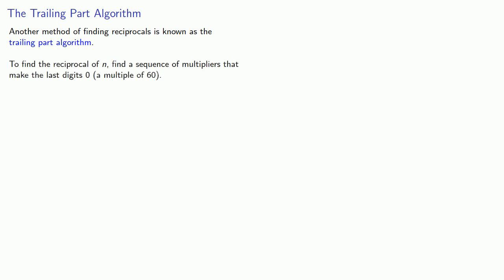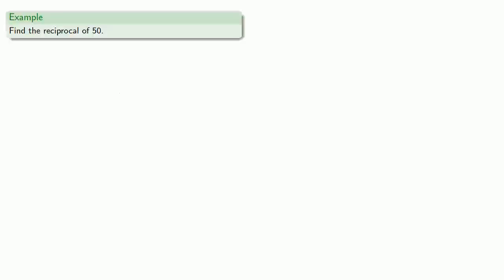Another method of finding reciprocals is known as the trailing part algorithm. And it works as follows. To find the reciprocal of a number n, find a sequence of multipliers that make the last digits 0, a multiple of 60. If the product of all of these factors is 1, or 1, 0, 0, and so on, the reciprocal is the product of the multipliers. So, for example, let's try to find the reciprocal of 50.